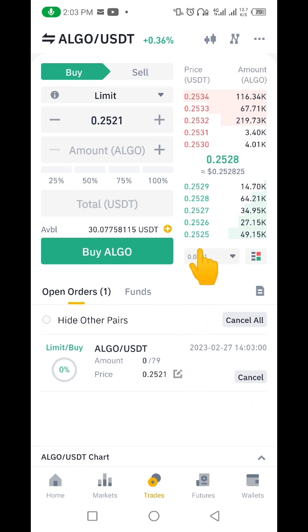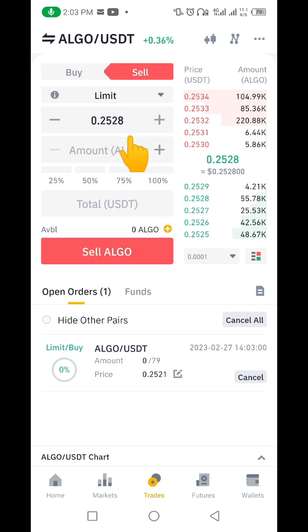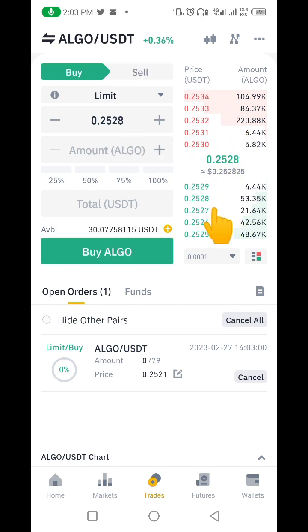Okay, and secondly, remember this particular method is applicable if you want to sell. If you want to sell, you follow this same process also. Okay, this too is actually a market order. This is the price people are actually selling, and this is the price that people are actually buying.